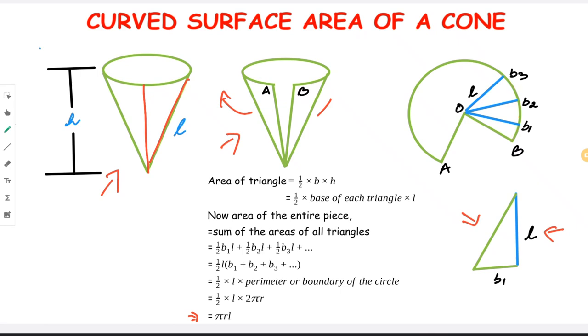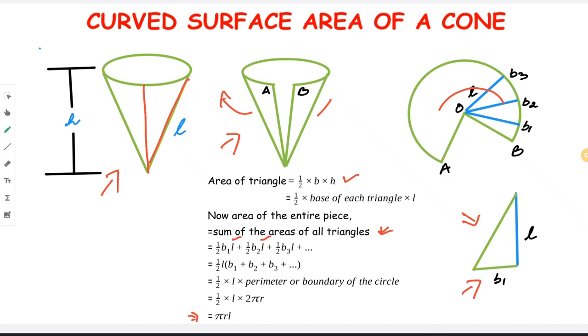Clear? So how do you find the area of this small triangle here? The formula is half base into height. So like I said, in order to find the curved surface area of this cone, it has to be the sum of the areas of all triangles. But I'm just going to show 3 here. So you can see half base 1 into height, half base 2 into height, half base 3 into height. What do you notice here is that the heights are common. So I've taken height common here and I've added all the bases, b1 plus b2 plus b3.